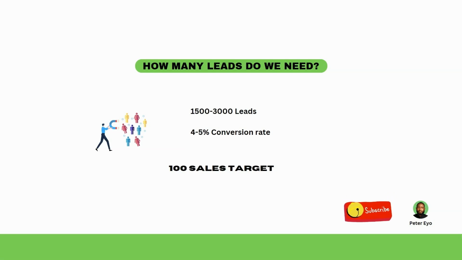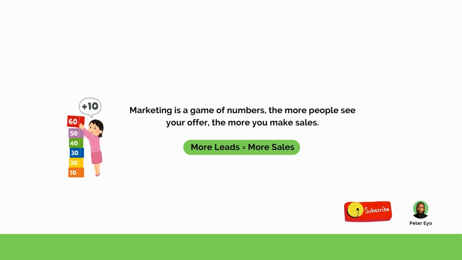If you want to make 100 sales, you need to show your product to at least 10,000 people. If you want to make 200 sales, you need to show your product to at least 20,000 people. This is a common saying, marketing is a game of numbers. The more people see your offer, the more sales you make. In our own case, we're looking for more leads. So the more leads we generate for this class, the more sales we are going to make.